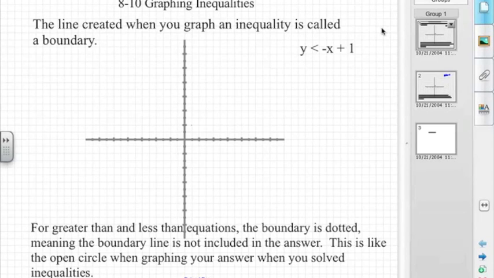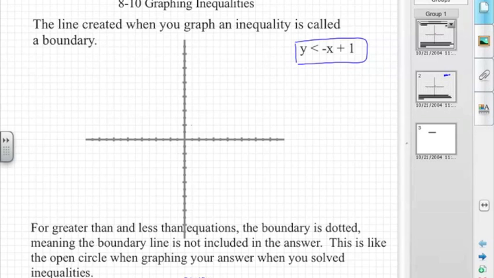8:10, graphing inequalities. We can graph an inequality, y is less than negative x plus 1, just like we can graph a regular line. So we're going to throw inequalities into these equations too. Very important, the line created when you graph an inequality is called a boundary, because we're going to shade in one side of that boundary because all of those points will work. And I'll show you as we graph this equation.